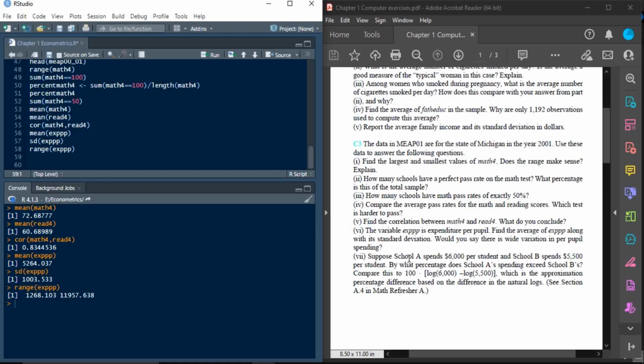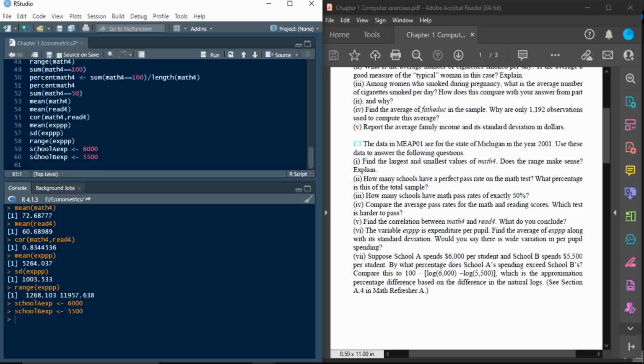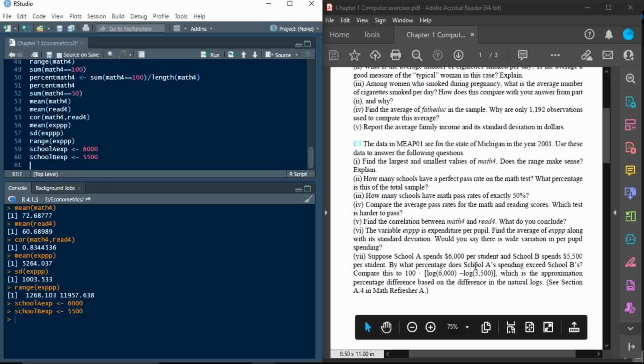Now look at this seventh part. Suppose school A spends $6,000 per student and school B spends $5,500 per student. So now let's create two new values. School A expenditure is 6,000. Press Ctrl plus Enter, and then type the value for school B expenditure. Type 5500, and now it says to calculate by what percentage school A's spending exceeds school B's.